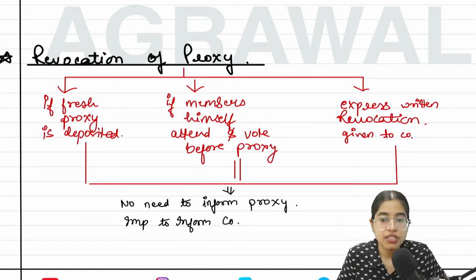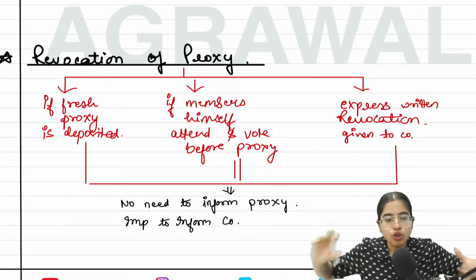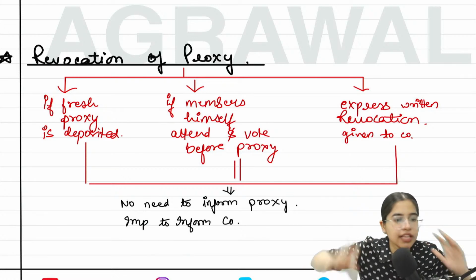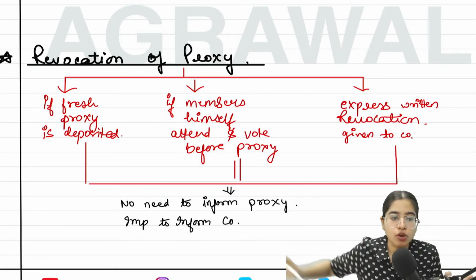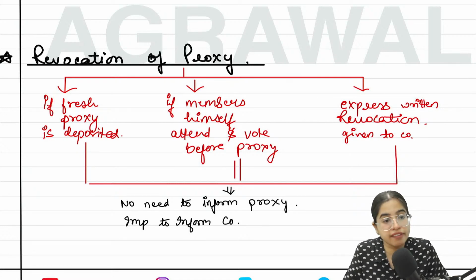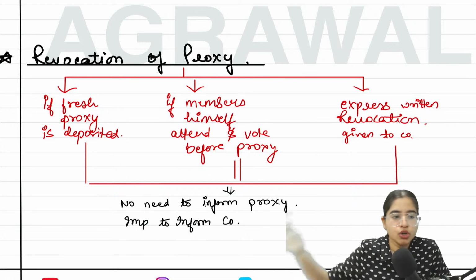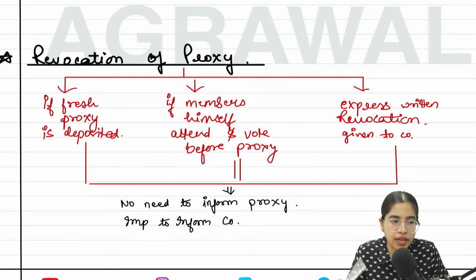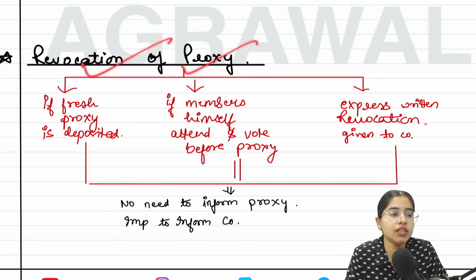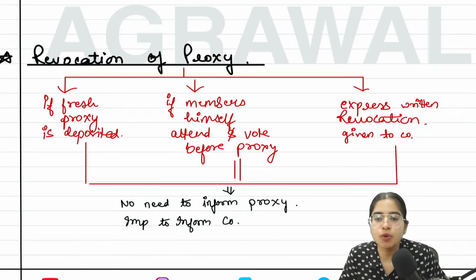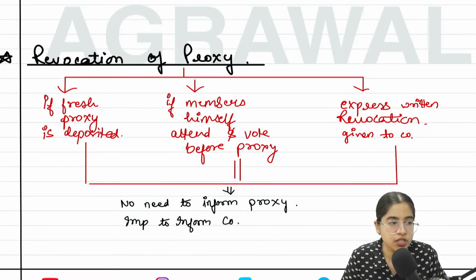Revocation of proxy means that, let's say I thought that I will not be able to attend the meeting, that's why I appointed Ankush as my proxy, but now I am thinking no, I will attend the meeting. In that case, the proxy will be revoked. Revoke means to take back or to cancel. So how will the proxy be revoked, or how can the proxy be cancelled? How can a proxy be revoked?